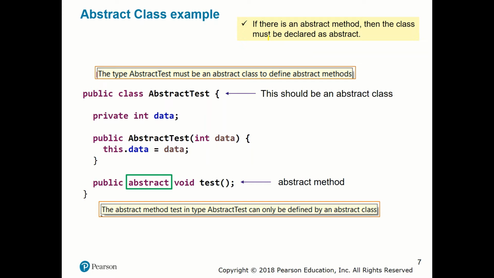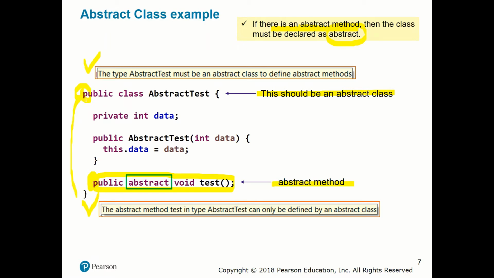This is important. If there is an abstract method in the class, then the class must be declared as abstract. Look at this example. This class is not declared as abstract, but this class has an abstract method like this. Then a compile error will occur. If there is an abstract method, then the class must be declared as an abstract class. The error message is like this. There are two errors. An error occurs here and here.